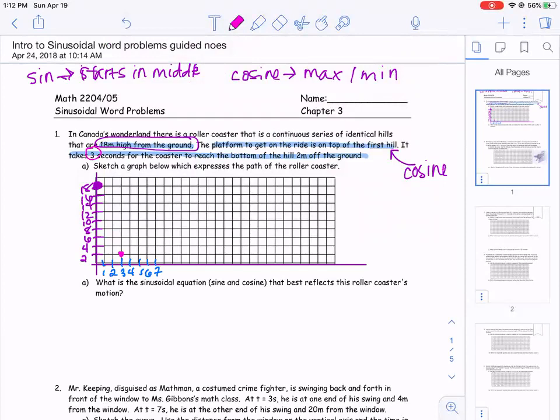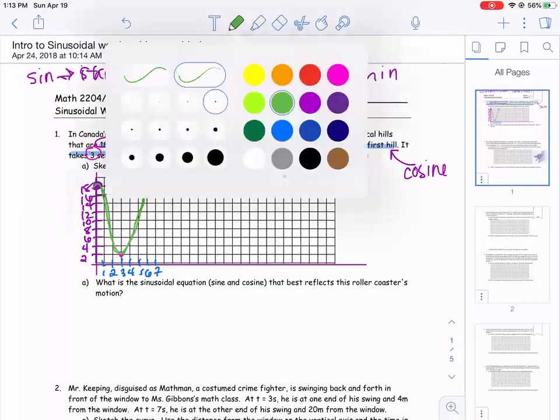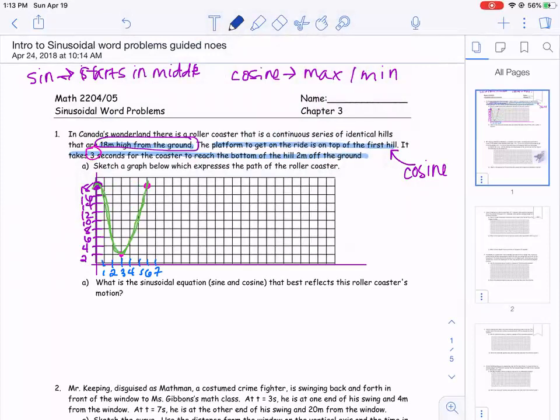All right, and then remember that the max and mins are equal distance from each other, so that means the next maximum is going to be 3 seconds away from that, so it's going to be at 6. Okay, and then that is our cosine function, and that would just keep repeating and repeating. So every 3 seconds, you're hitting a maximum and a minimum, and you're getting another cycle of cosine.